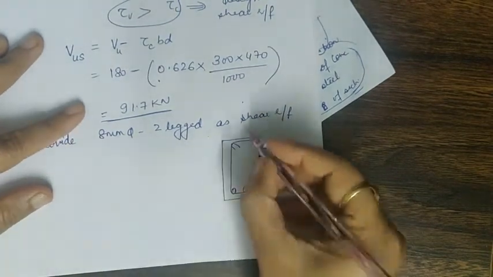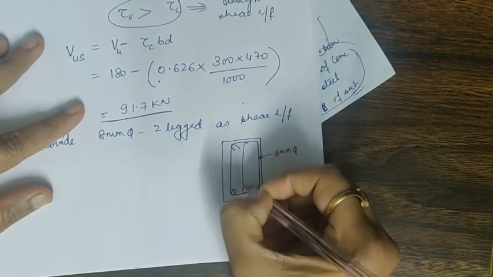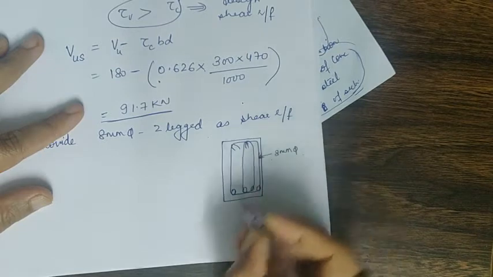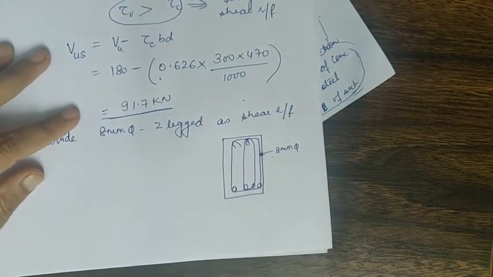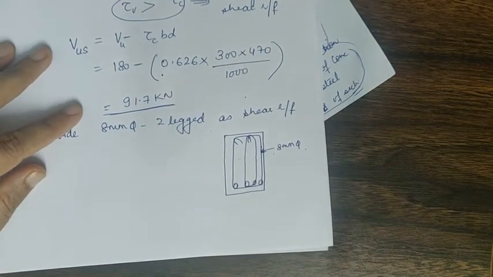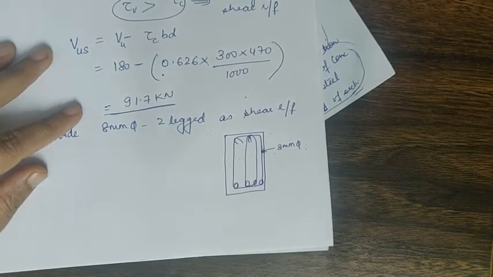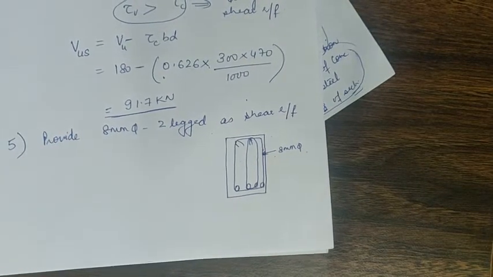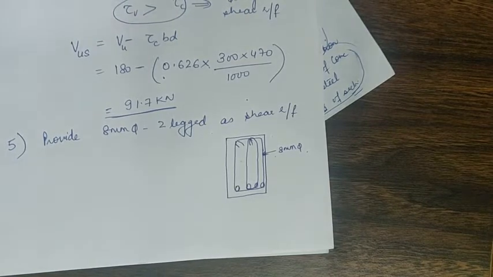Okay. If I provide it like this also, that is called four-legged. So this is how we call the stirrups to be two-legged, three-legged, four-legged, etc. Most of the time we provide two-legged stirrups. So let us say I am going in for two-legged stirrups.